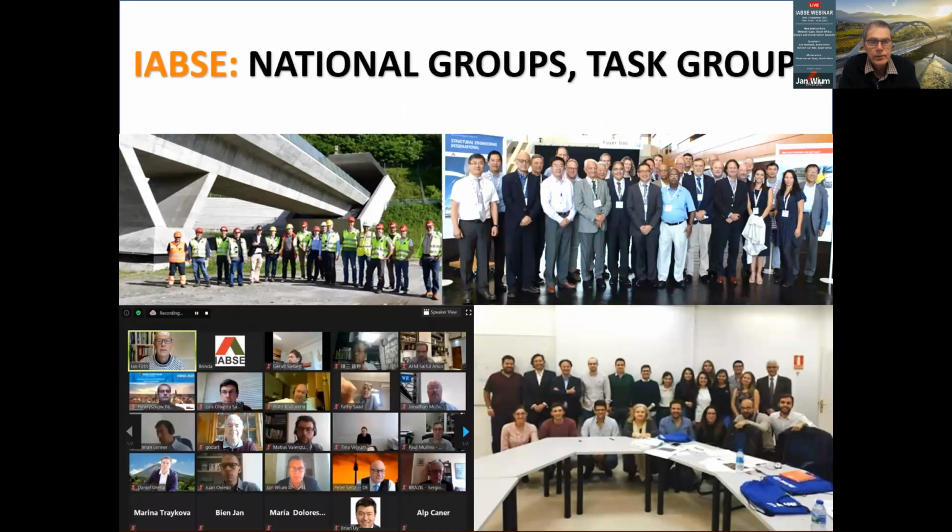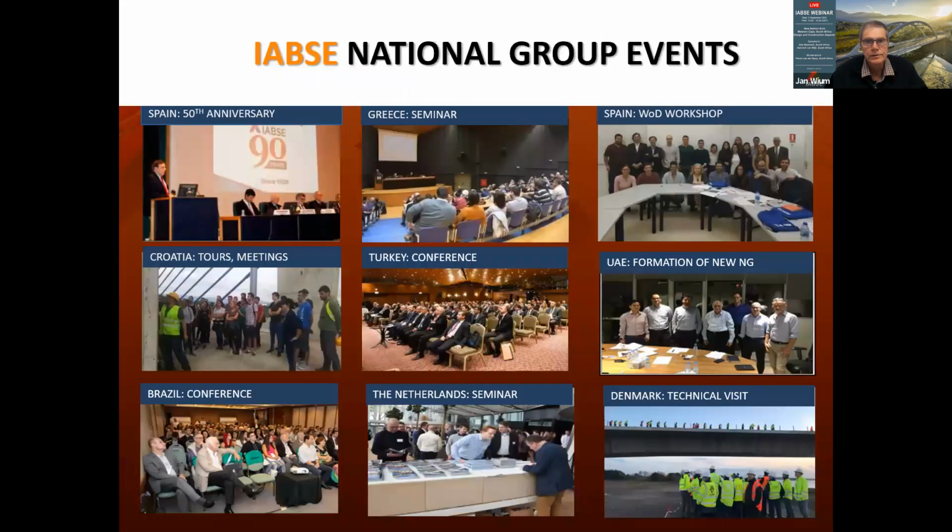IABSE is mainly organized by the national groups, which form the backbone of the organization. In the national groups, people meet one another and they have access to the international membership. The national groups are responsible for organizing events such as this one, but also for international events where people from all around the world can meet and mingle together. And I must say, one of the real benefits for me as an IABSE member is the good friendships and connections that I've made at these conferences.